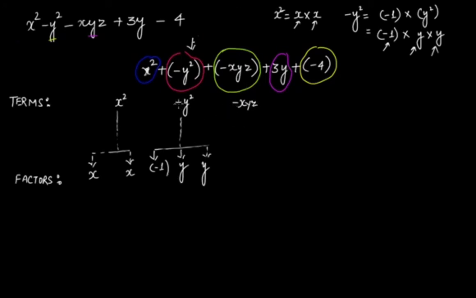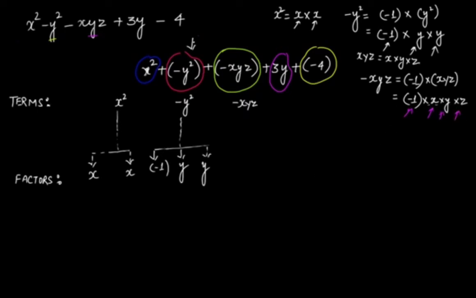The next term is minus xyz. As we have done in this case, the same process will be applied to this one. So minus xyz, you can think of it as minus 1 times xyz. This can be written in this form. And xyz means x times y times z, right? So this is one, this is next, this is next, this is the last one. It has 4 factors, sorry, not terms. This term minus xyz has 4 factors. So let's write all of the 4 factors. First is minus 1, then x, then y, then z, right?